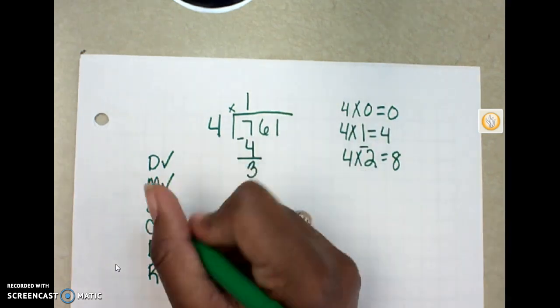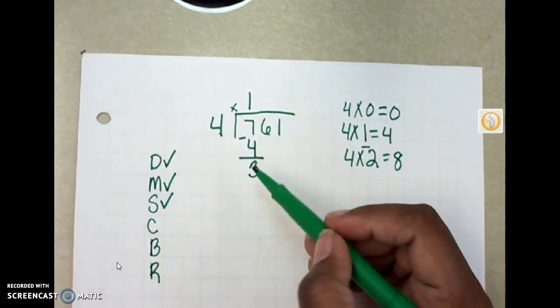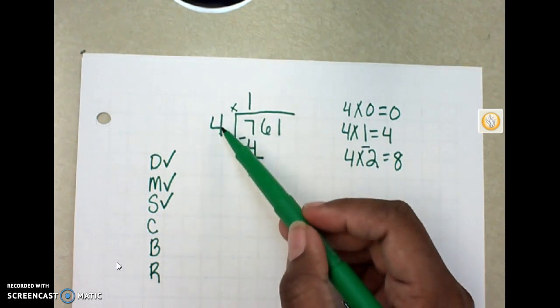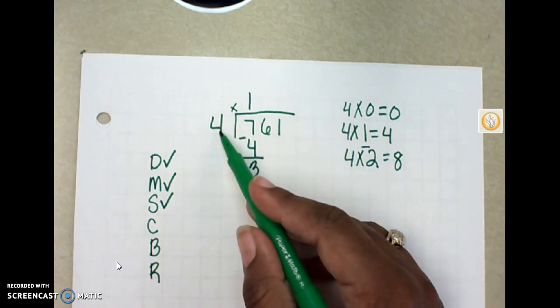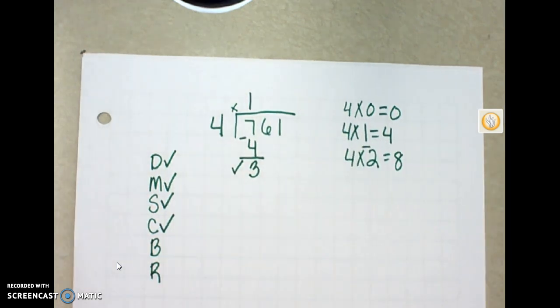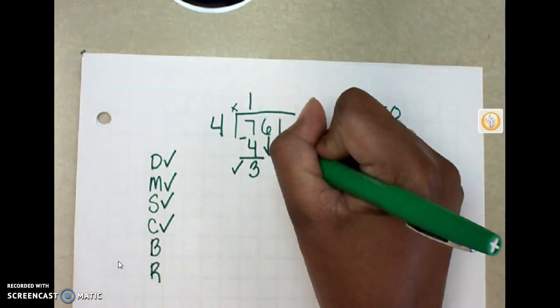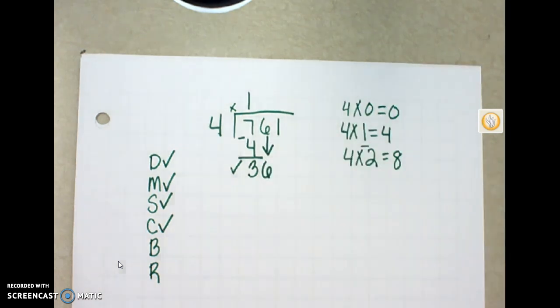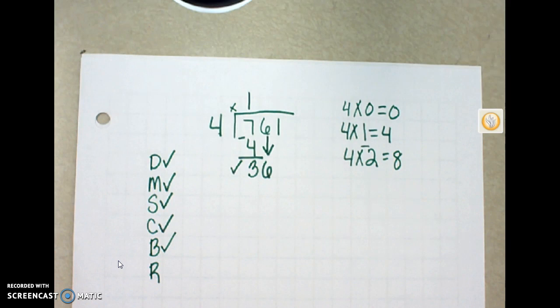I have just subtracted. Now I'm ready to check. I'm checking to see if my remainder of 3 is smaller than my divisor of 4. 3 is smaller than 4, so that is good. I'm going to put a check by the 3 and a check by C. B stands for bring down. I am going to bring down the 6. I have just brought that down and put a check by B. R stands for repeat. I am ready to repeat.